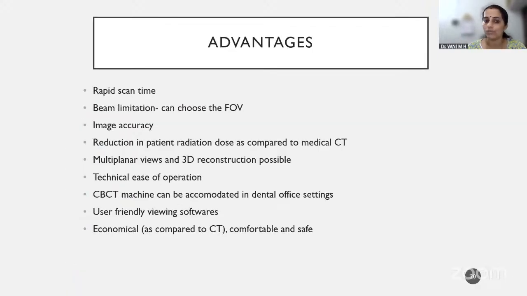Advantages I told you already. Every time you highlight the advantage, try to highlight it as compared to CT. Okay, because we have a rapid scan time as compared to CT. Obviously, we can choose a FOV. Okay, then the image is very much accurate. We are getting volumetric data, so you can slice the image not just in the 3 orthogonal planes, but also in the non-orthogonal planes. Very much reduction in patient radiation dose as compared to CT. So those points should be highlighted.